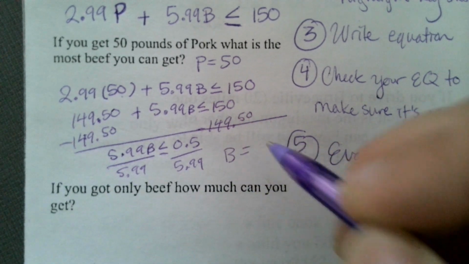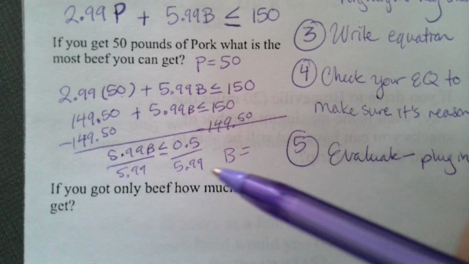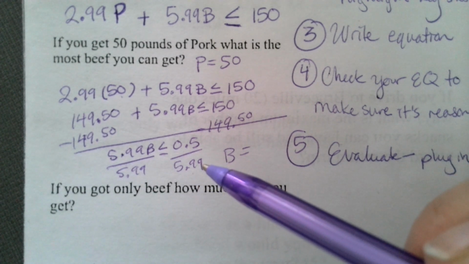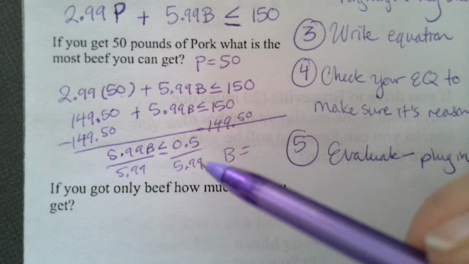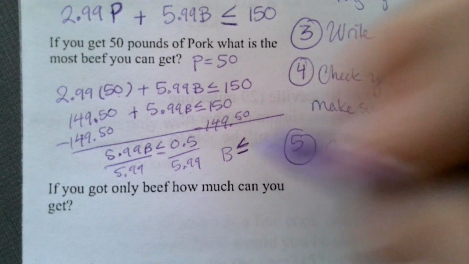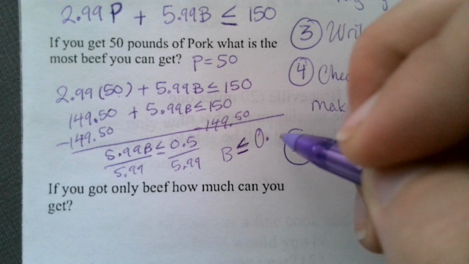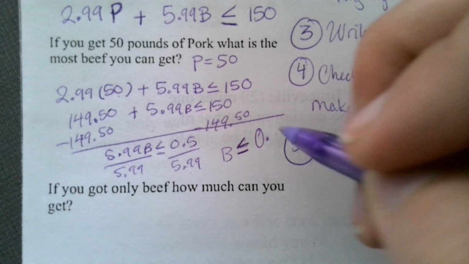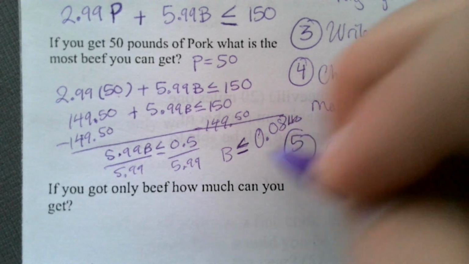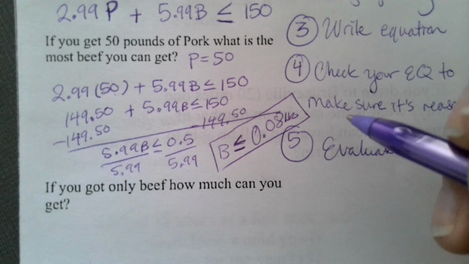Okay, Gael, it's your turn to help us out. 0.5 divided by 5.99. 25 divided by 599. Man, that's a big old number. It's long. Just give me 2 digits. I got 0.08. Yep. That's how many pounds you can get. It's like one strip of pizza. That's like a crumb. That's sad, right?